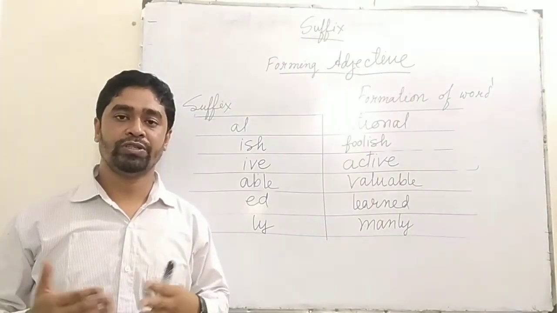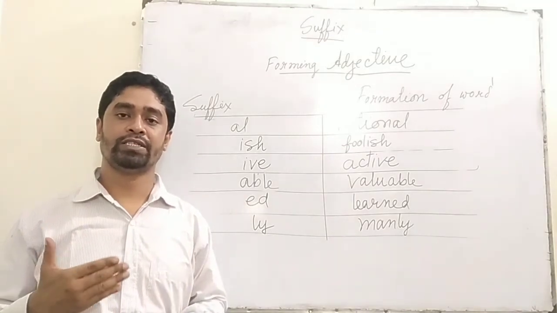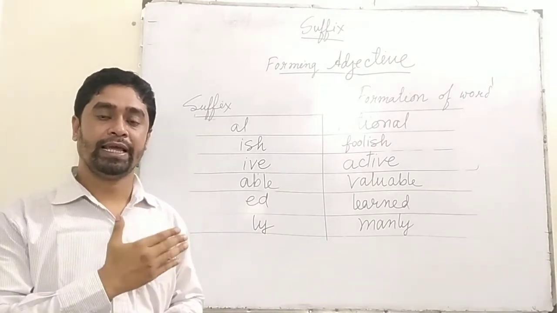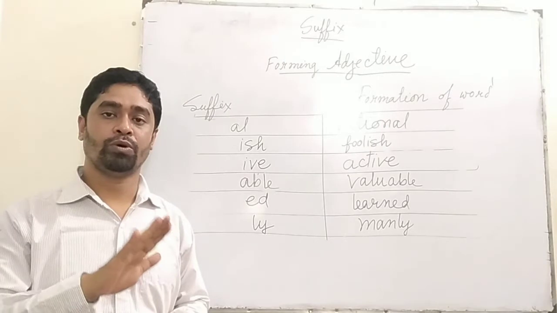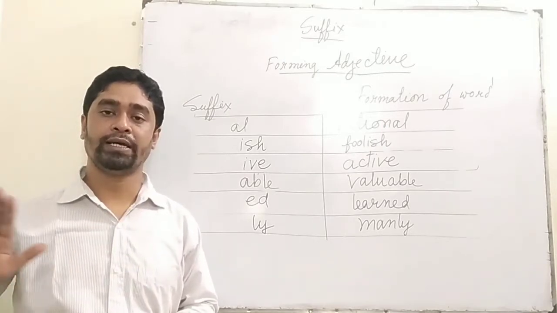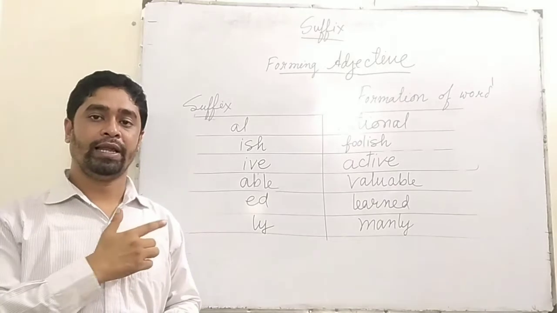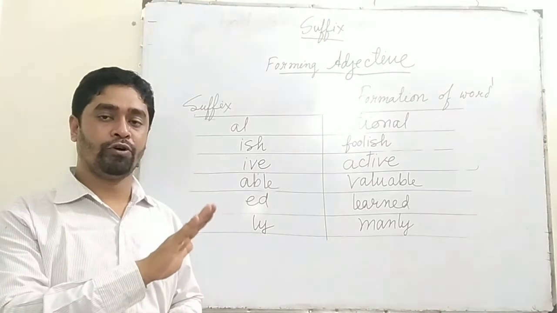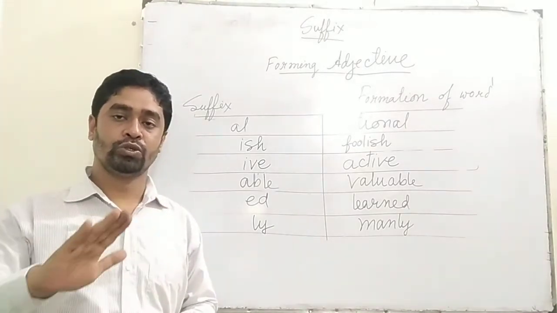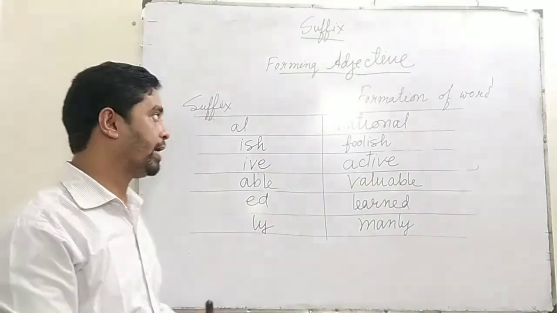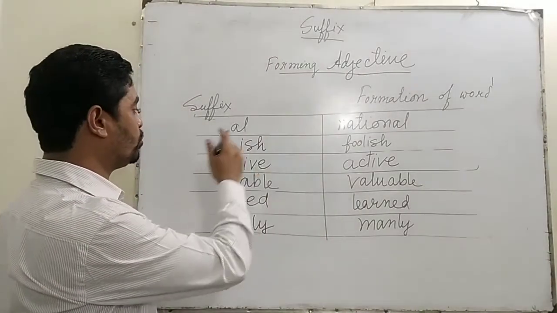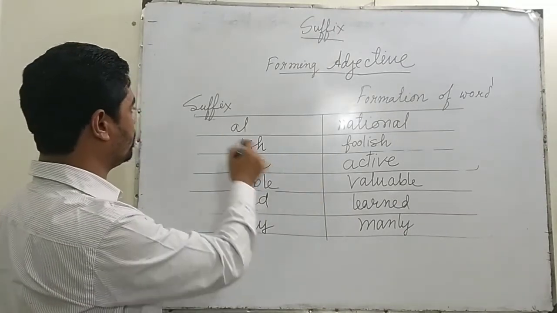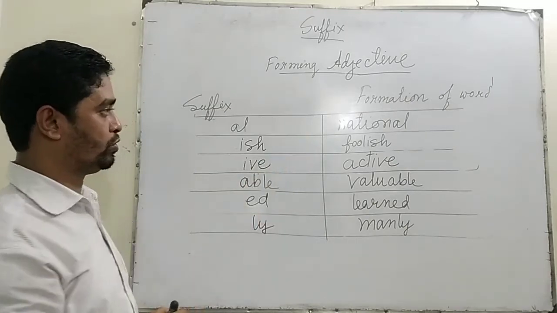Dear learners, we will see how to change the parts of speech. On the board we find some suffixes and they change one part of speech to another part of speech, like to adjective. On the board we find a chart. This chart has two columns. One is suffix, another is formation of word.